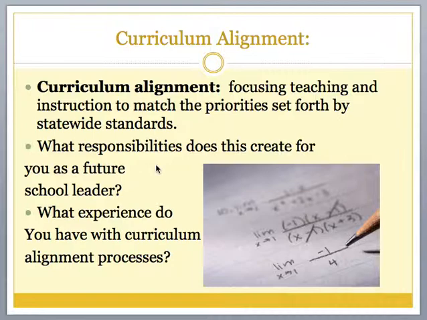Have you ever done a curriculum alignment, either at a classroom or school, or even at a district level? Each of those requires a different investment of energy and effort, and they're very complex and very time-consuming, and they take a lot of effort by individuals to align that curriculum with those standards.